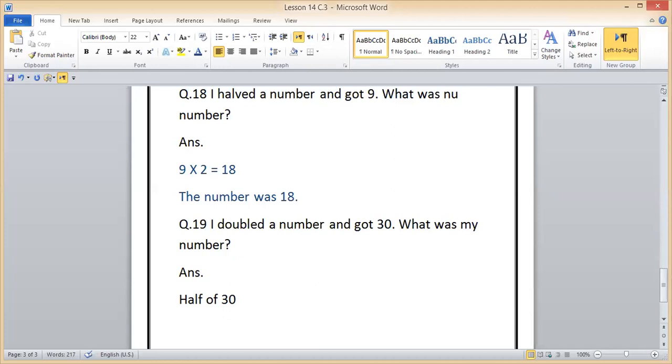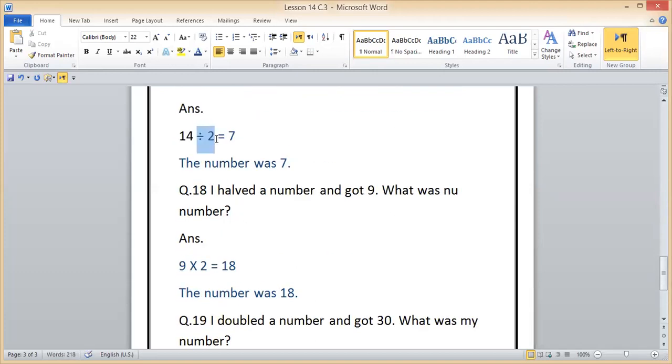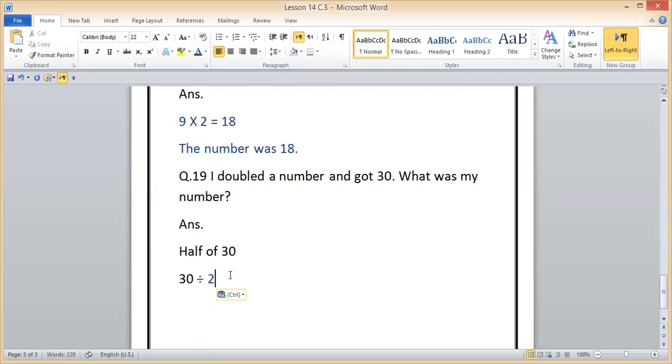You have to divide by 2 in order to find out half, right? So 30 divided by 2 equals what? Yes, divide 30 by 2 and tell me. You are dividing by 2. How to divide 30 by 2?